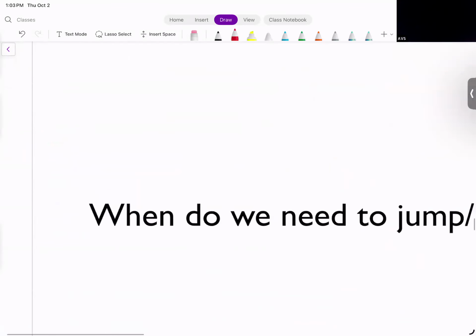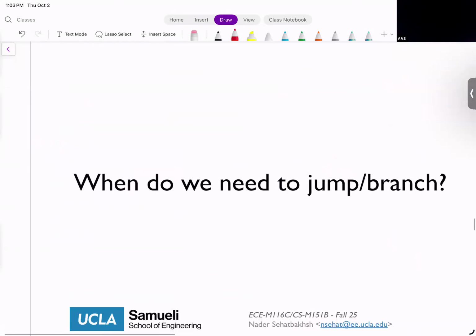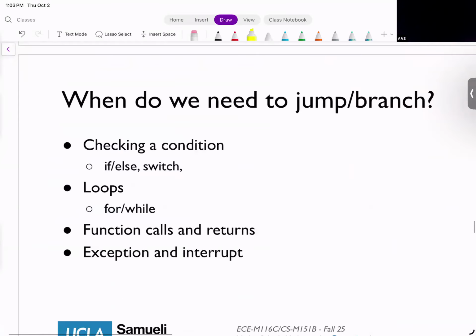So this is where we are actually going to use these two important operations that are commonly used in RISC-V and any other ISA, which are the jump instructions and branch instructions, or conditional jump instruction and unconditional jump instruction. This is the terminology that we use. So when do we need these types of operations? These are, as I said, very common. Typically, we use them when we want to check a condition. Examples are if then else's, switch cases, and so on.